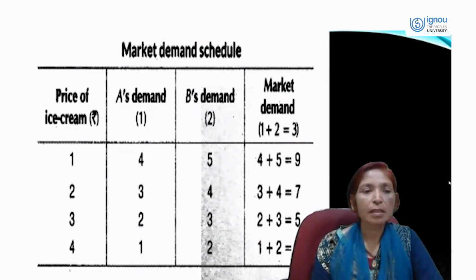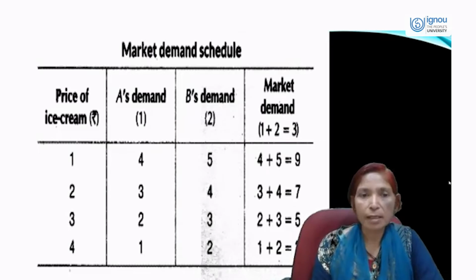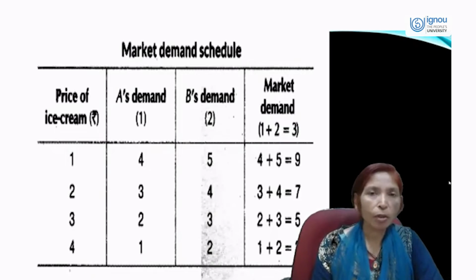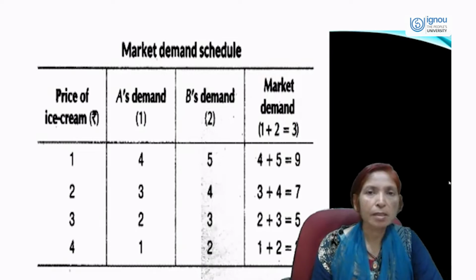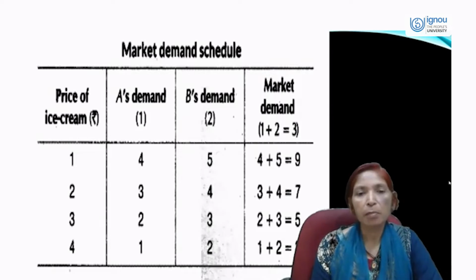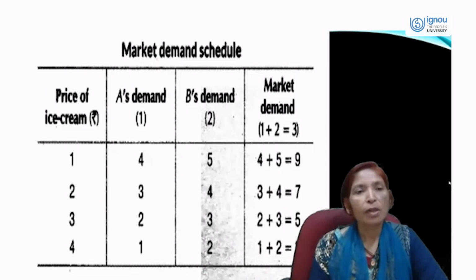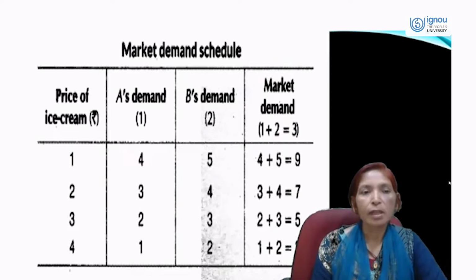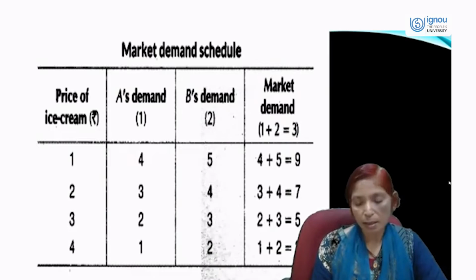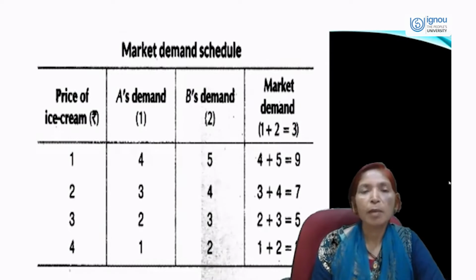And A's demand at rupees 2 price is 3 and B's demand is 4. So 3 plus 4 is equal to 7. And at 3 rupees price, A's demand is 2 and B's demand is 3. 2 plus 3 is 5. And at 4 rupees price, A's demand is 1 and B's demand is 2. So 1 plus 2 is 3. So here market demand is the horizontal summation of individuals' demand. That is called market demand schedule.